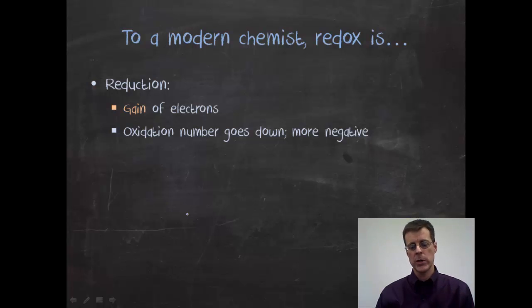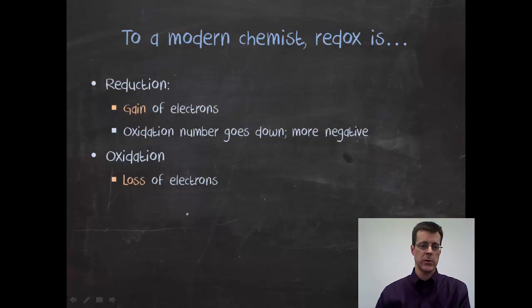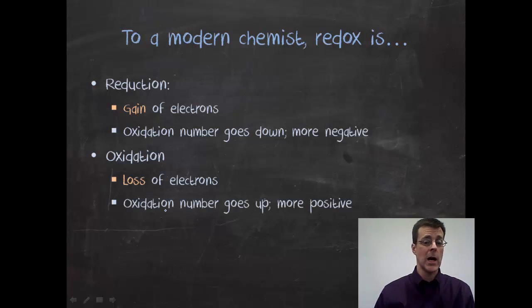It's going to get more negative. So, for example, that chlorine a moment ago was going from a 0 to a -1. It was being reduced, and does that by gaining electrons. Oxidation, on the other hand, is the loss of electrons. And so sodium lost electrons, went from 0 to +1, loss of electrons, and then the oxidation number goes up, or it gets more positive.